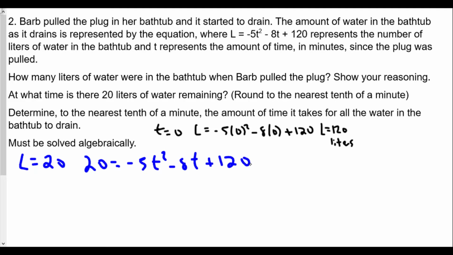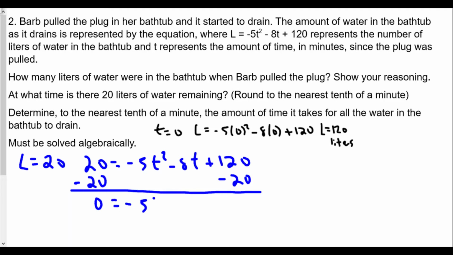And so in this situation, again, we're solving a quadratic equation. So we're going to subtract 20 on both sides. We're solving quadratic equations quite a bit, pretty important in this case. So we have 0 equals negative 5t squared minus 8t plus 100. And we're going to round our time to the nearest tenth of a minute. We will round off at the very, very end, though.